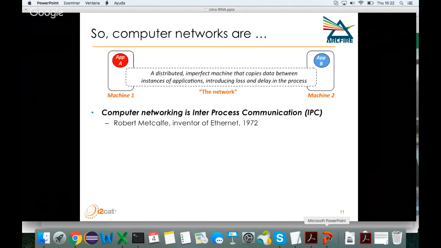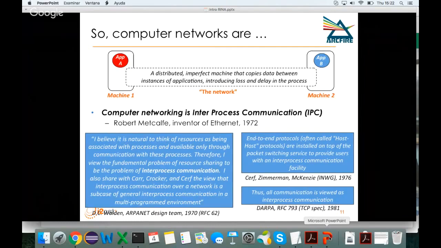So we can see networks are just large data copying machines that provide a communication service to instances of applications. Therefore, we can characterize networking as inter-process communication, right? It's a service that allows two processes to communicate wherever they are. And this is not a new view. This was the view that was held by everyone at the first steps of networking. That sentence is from Robert Metcalfe, who was the inventor of Ethernet.